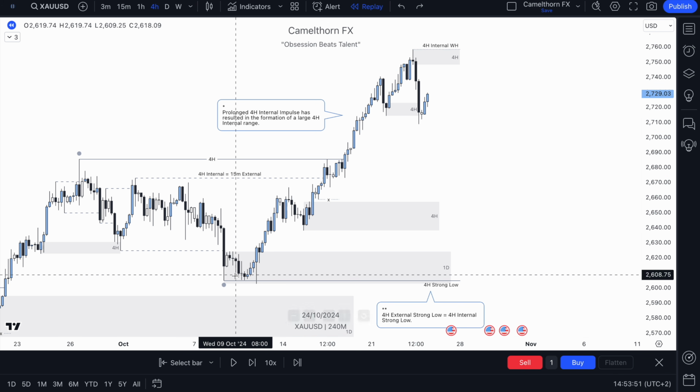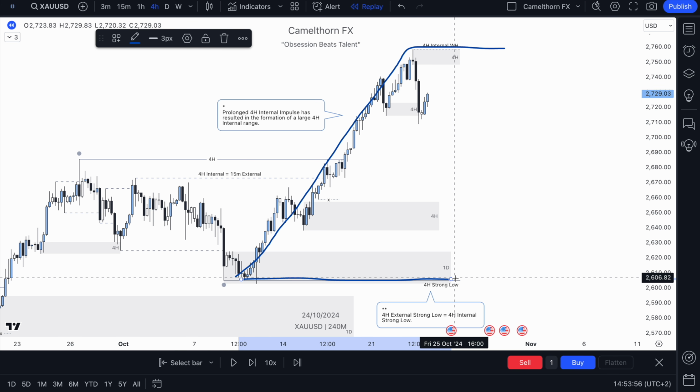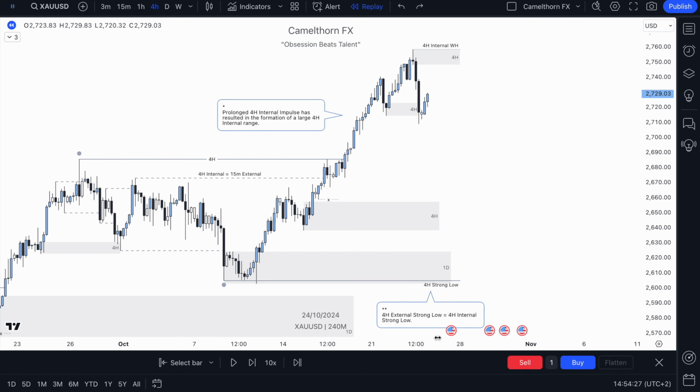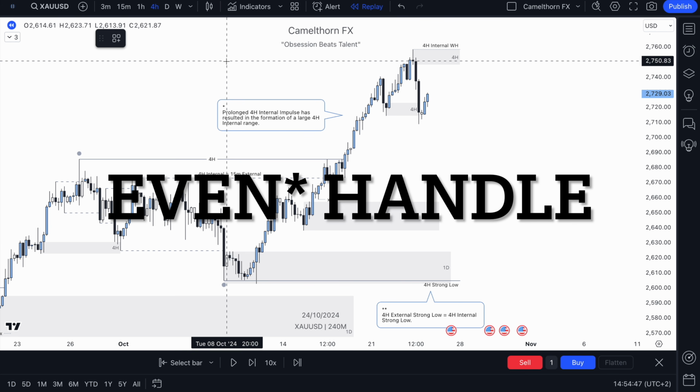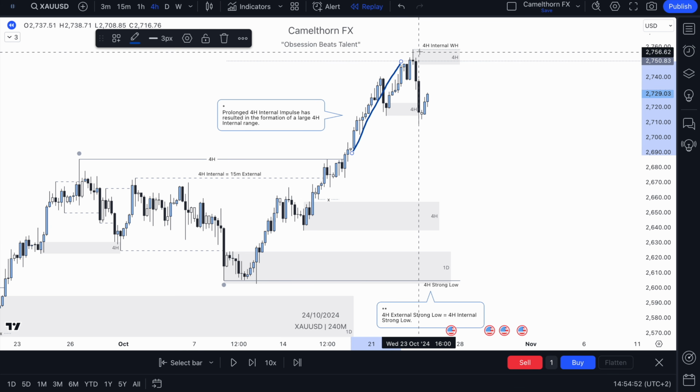Remember, even though we have such a large bullish 4-hour internal range, that 4-hour internal structure is still facilitating the 4-hour impulse, because that is the relationship that exists between our internal and external structure. And this is where, at the start of the day, I started looking at the context in which price action was trading. If I draw your attention to this psychological big handle number here at 2750, you'll notice that price action came into that price point.